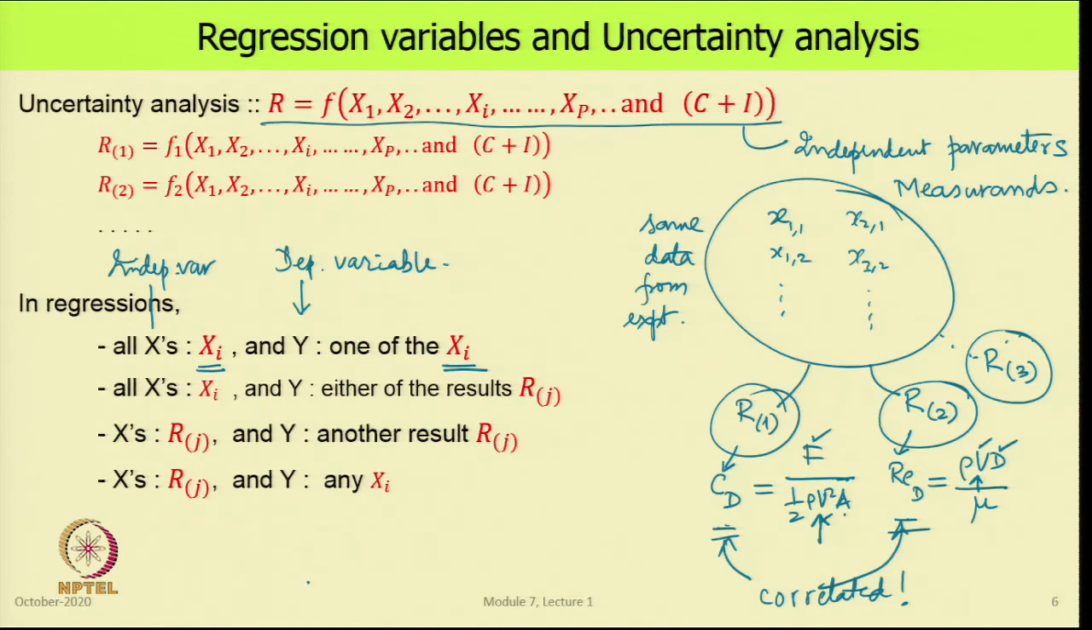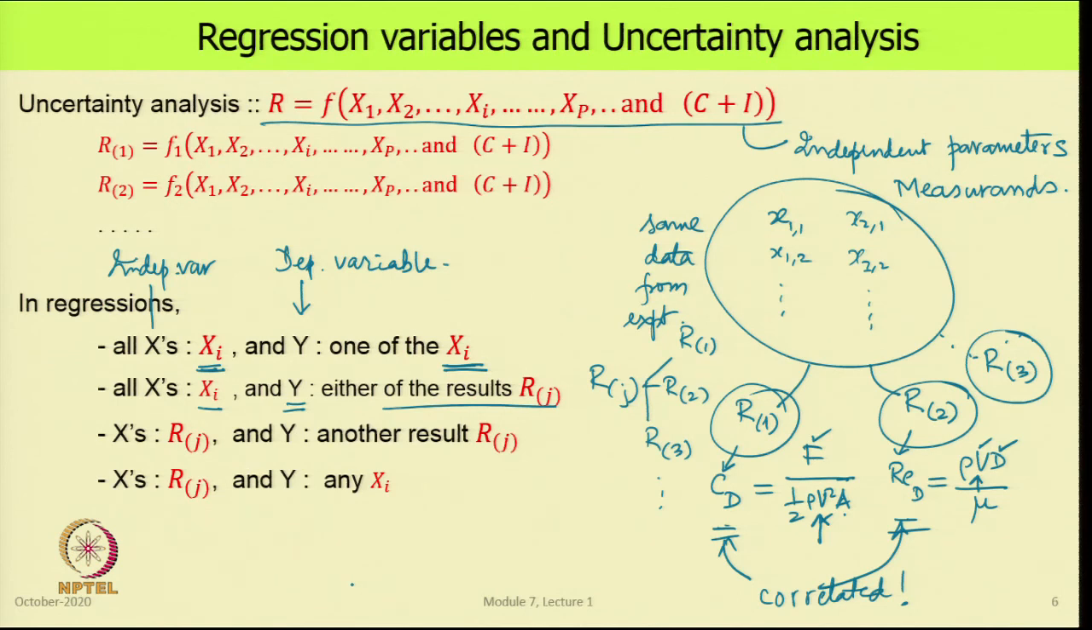So, an example could be that we measure displacement of a spring. The weights that we put on the spring would be our independent variable xi, and the dependent variable that we got was the deflection. So, that is a one on one. Like this we could have more combinations. Or we could have all our measurands xi, and y, which is our dependent variable, could be any of the results that we have generated. So, this is what is called Rj. It could be any of these results that we have, which we have just seen here and called R1, R2, R3 and so on.